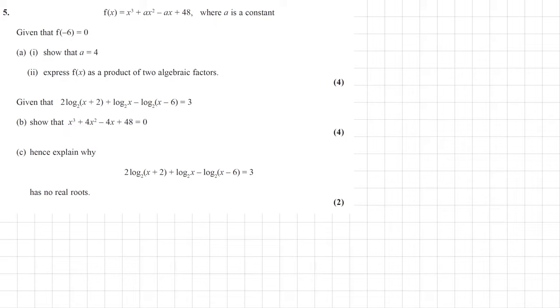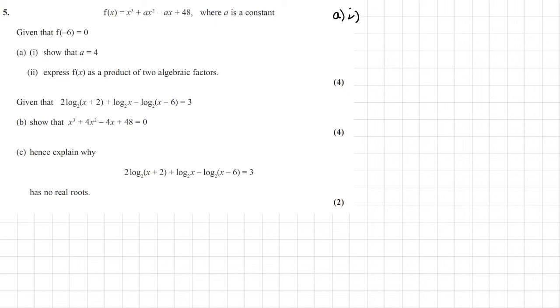Question 5. We have a function f of x is equal to x cubed plus ax squared minus ax plus 48, where a is a constant. Given that f of minus 6 is equal to 0, what we need to do in the first part of part A is show that a is equal to 4.